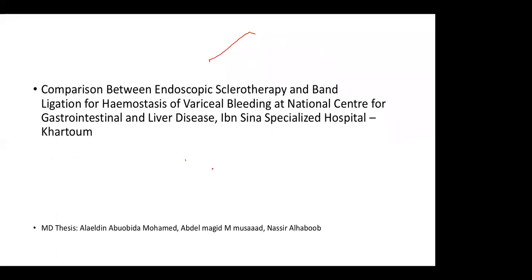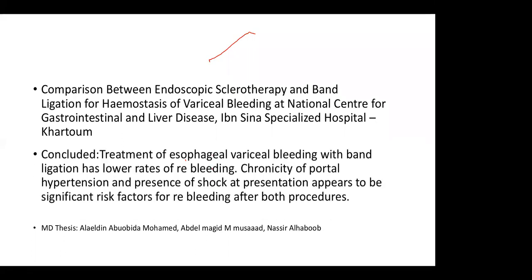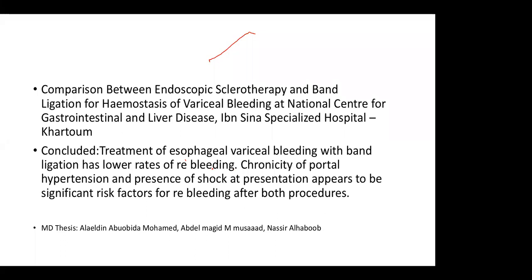The other one is by Dr. Aladdin Abu Ubaida. He is talking about a comparison between endoscopic sclerotherapy and band ligation for hemostasis of variceal bleeding at the National Center for Gastrointestinal and Liver Disease in Soba Hospital. He concluded that treatment of esophageal variceal bleeding with band ligation has lower rates of rebleeding, and chronicity of portal hypertension and the presence of shock at presentation appear to be significant risk factors for rebleeding after both procedures.